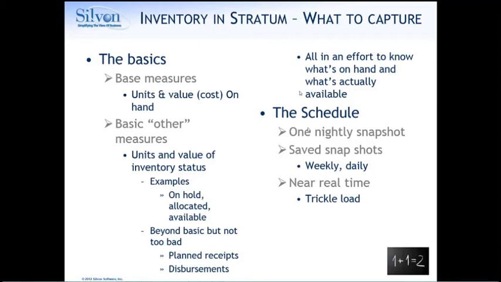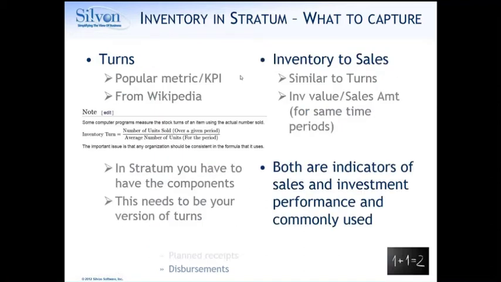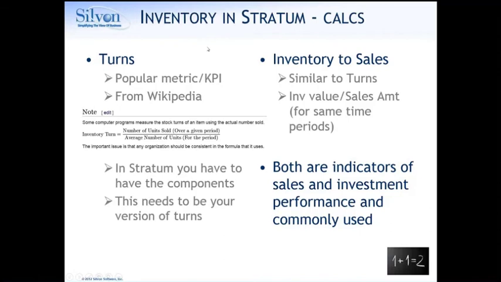So that's some of the basics just in terms of what you can collect in a pretty straightforward sense. If we have that, where does that get us to? As I mentioned earlier, there's two metrics that people ask us about, turns and inventory to sales. They're very similar measures, and either one of those, you can calculate with what you have in Stratum. You can see here on turns, it's a popular metric. I grabbed this right out of Wikipedia. This is one of their calculations.